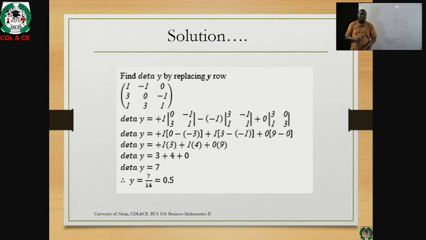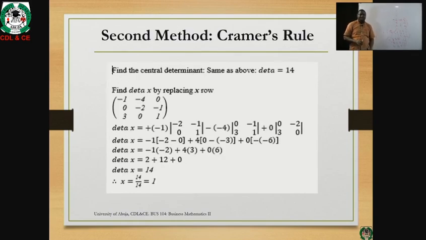We are to reproduce the main matrix here. We have minus 1, 0, that is in the previous matrix. We first of all find the central determinant in the previous matrix.